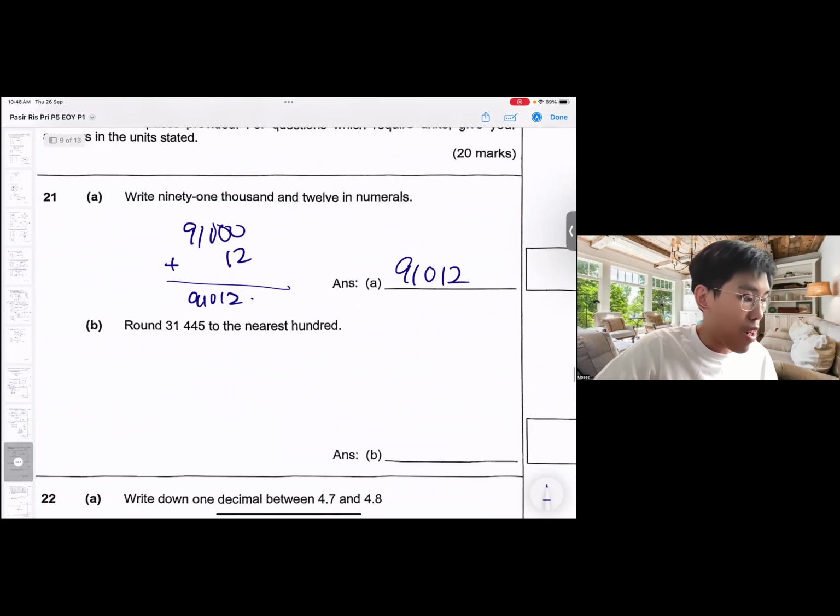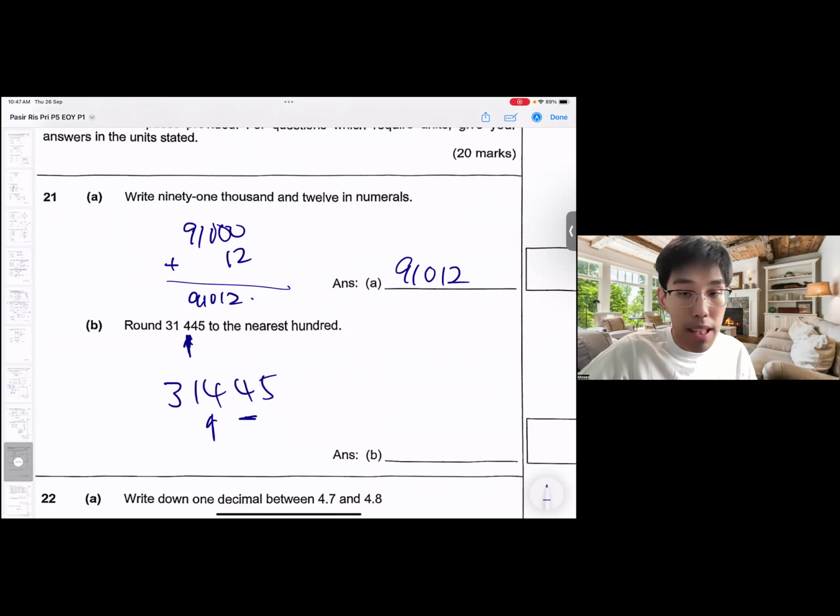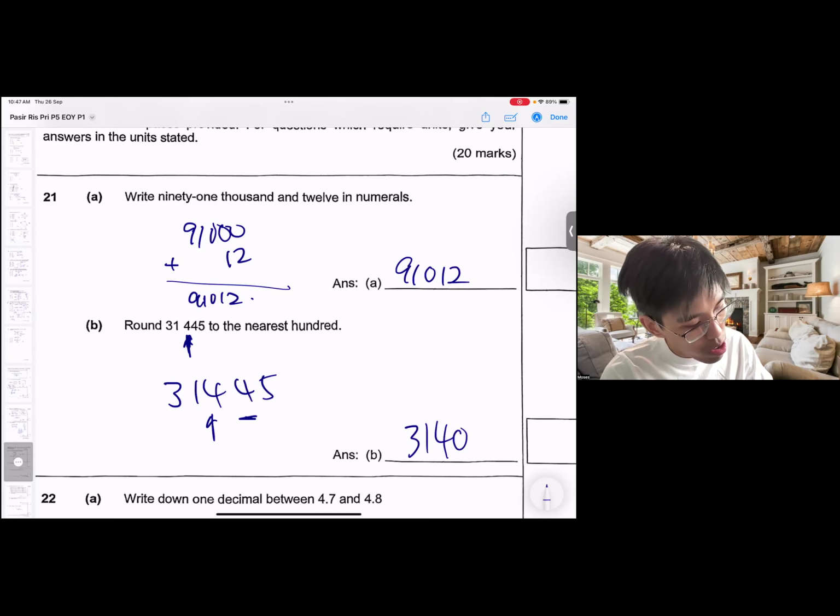Round off 31,445 to the nearest 100. So I'm looking at this place. 31,445, nearest 100, so I'm looking at this place. 4 is lesser than 5, so we don't do anything. So it's just 31,400. That means the whole thing you strike off.